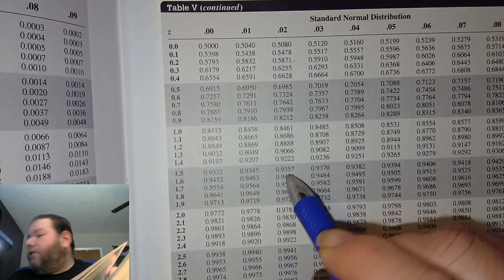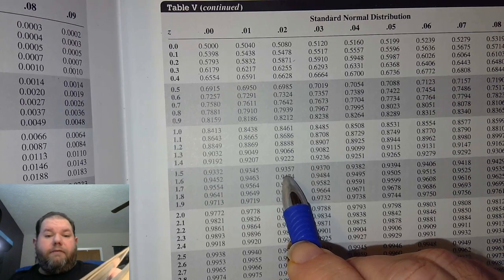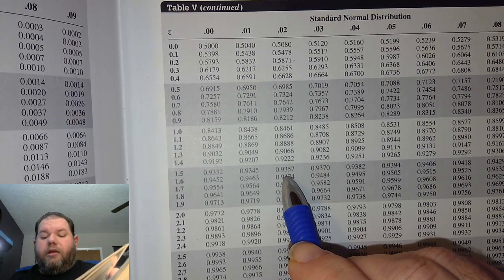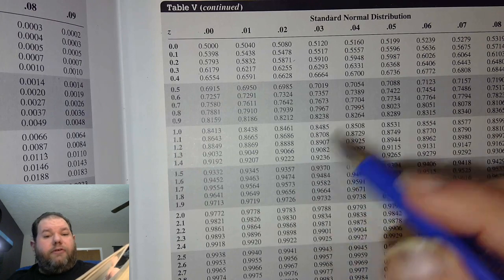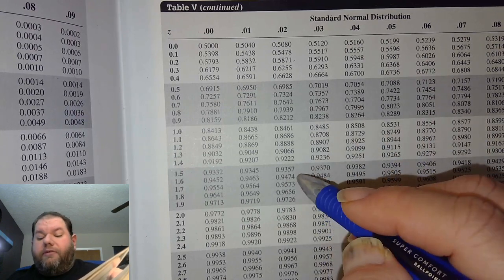And so this is the value that we need, 0.9357. And you'll notice that all of these are to 4 decimal places. We'll just round to 4 decimal places. 0.9357.